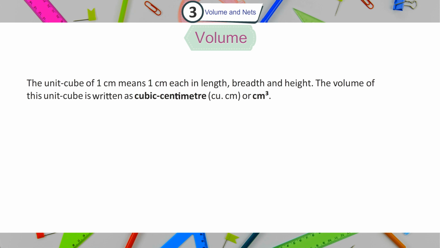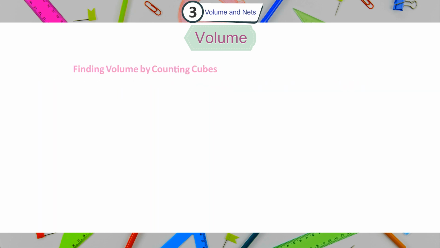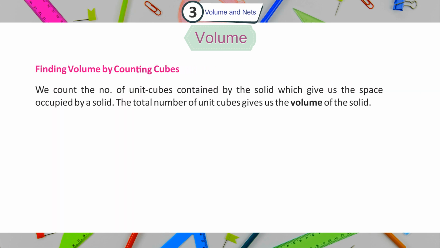The unit cube of 1 centimeter means 1 centimeter each in length, breadth, and height. The volume of this unit cube is written as cubic centimeter, or centimeter cube. Finding volume by counting cubes. We count the number of unit cubes contained by the solid, which gives us the space occupied by the solid. The total number of unit cubes gives us the volume of the solid.